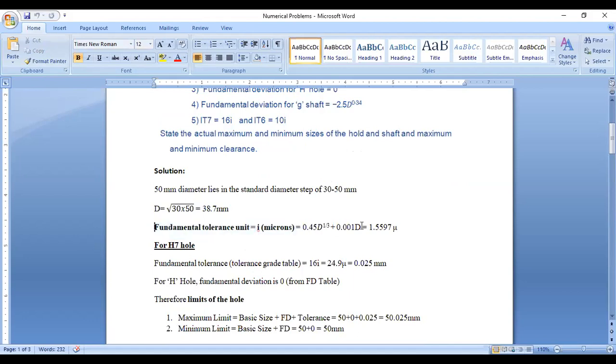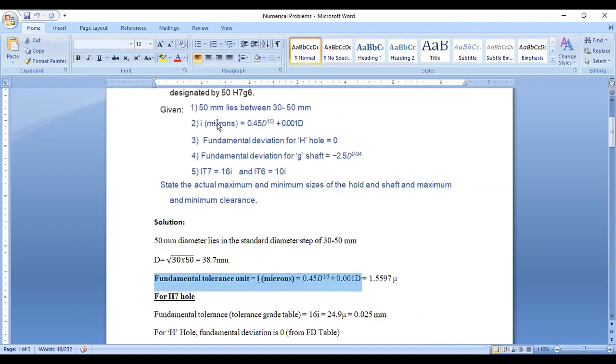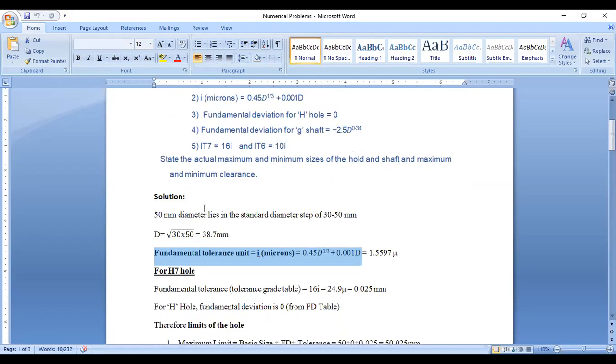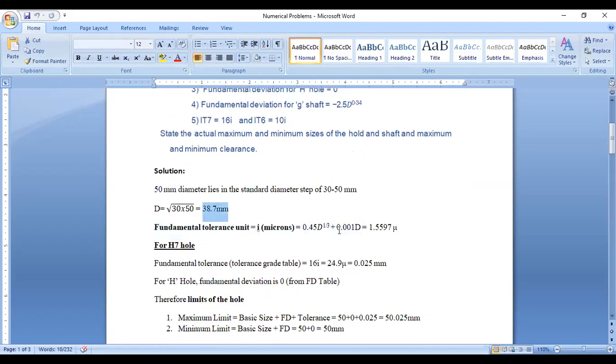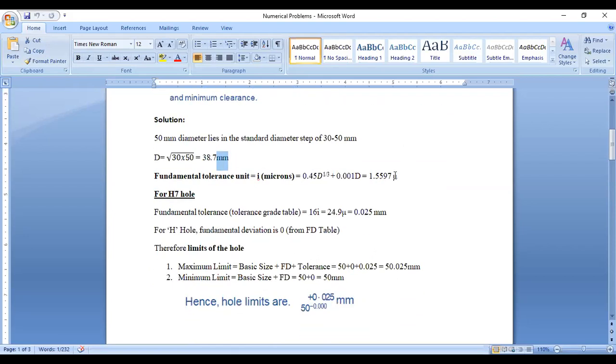This formula is also given in your problem statement. I is given by the same formula, and I will substitute the value of D in mm, and whatever answer you will get, that will be in terms of microns. Please take care of this. Many of you will make the mistake here only. You will get the answer in microns here in I, but you will be substituting the value in mm. Don't write this directly in mm, it will be wrong.